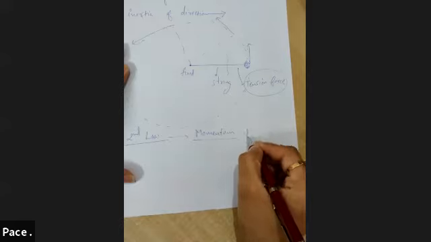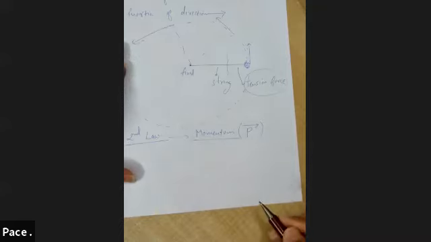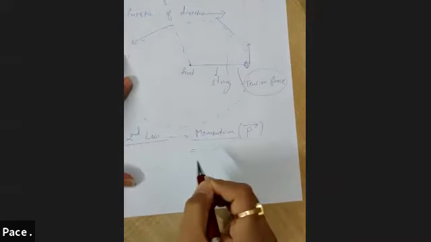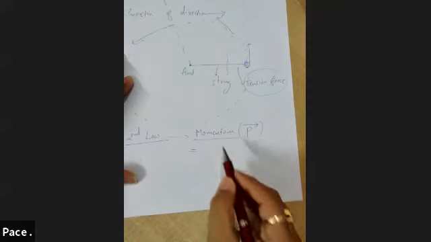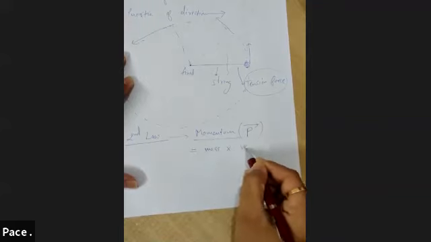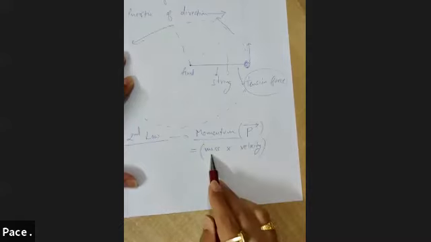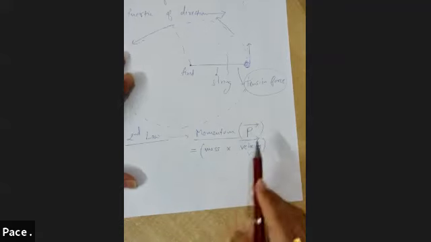Momentum. The symbol of momentum is P, and this momentum is a vector quantity, so we represent it like this: P vector. So what is momentum? Momentum is the product of mass of a particle and velocity of a particle, not the speed. Velocity. Why? Because this momentum is a vector quantity. For any object, mass multiplied by velocity will give you momentum of that object.